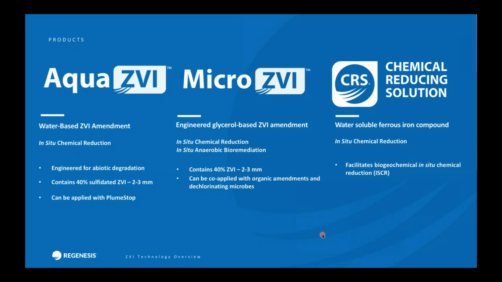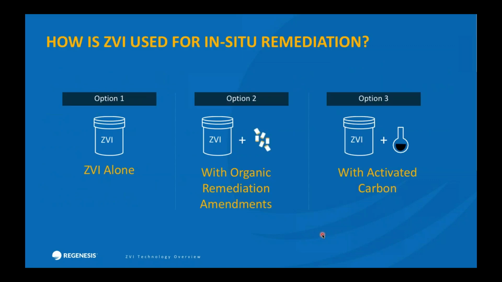CRS is a ferrous iron product. It is an organic compound that has a divalent iron atom in it. What that does is you co-apply that with your organic donor, and you get in-situ reactions that form reduced sulfides, reduced oxides, oxyhydroxides, the species that Paul talked about earlier, and that will also stimulate both abiotic degradation and possibly some enhanced bioremediation.